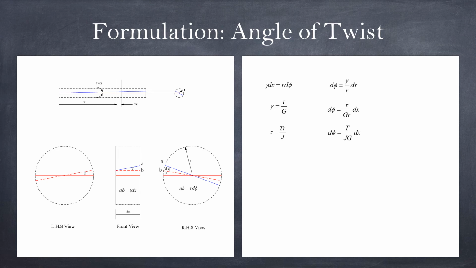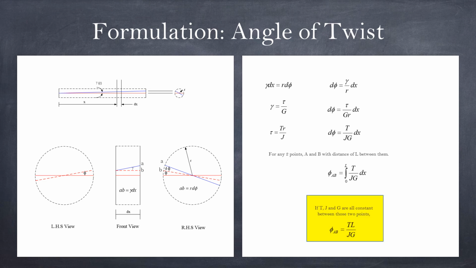And if we want to know the total, then we can integrate from point A to point B. Let's say if it's length L, then it's from 0 to L. Usually J and G are constant, and if the torsion happens to be constant over that length as well, then we have the simple expression as shown here.